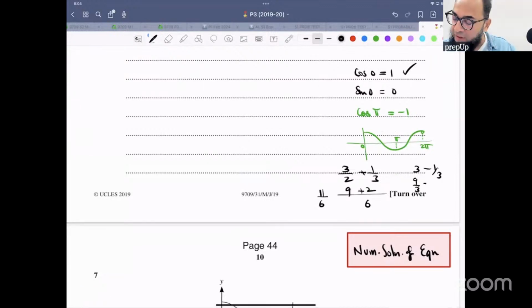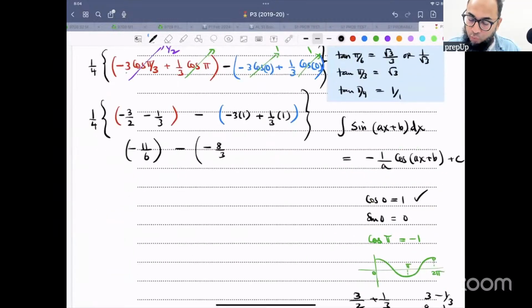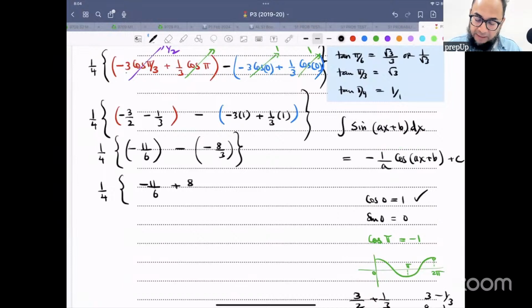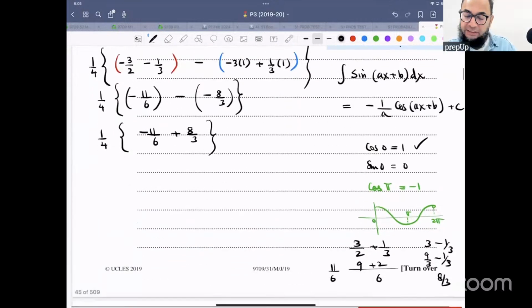That is 9 over 3 minus 1 over 3, which is 8 over 3. But it is negative, minus 8 over 3. And don't forget the 1/4 on the outside. And this 1/4 is there. This is minus 11 over 6 plus 8 over 3.